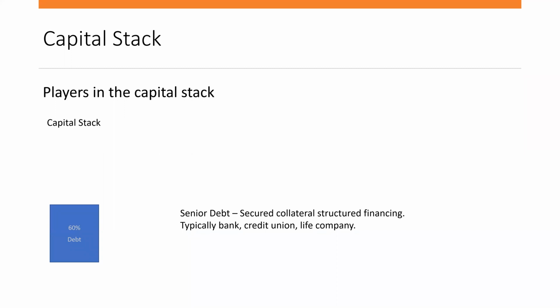We're all kind of familiar with the bottom piece. Senior debt, secured by the collateral, structured financing, typically a bank, credit union, life company. We've seen this all before. This is what we do day in, day out, debt and then equity from a client. However, there's other parts to a capital stack.